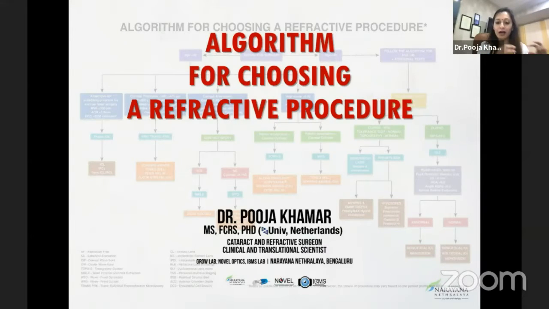I'm just going to show an algorithm on how you choose a refractive procedure, but I'll not go into depth of how to do it, when to do it, because I'm sure other speakers are going to cover it. I have no financial disclosures or any interest related to this procedure.